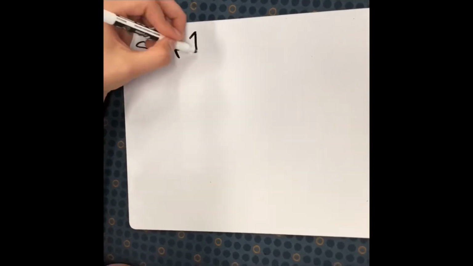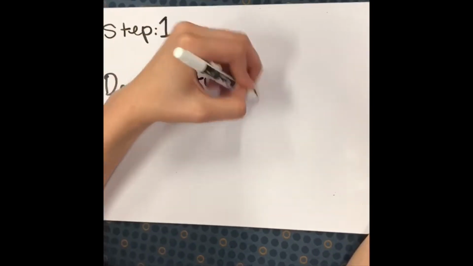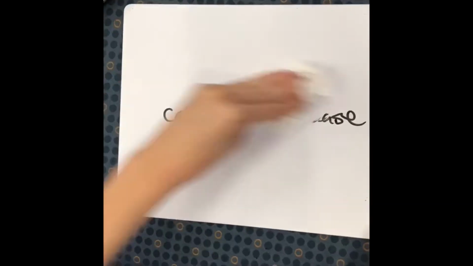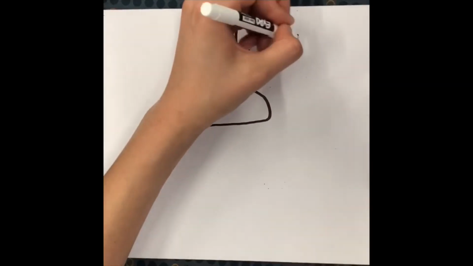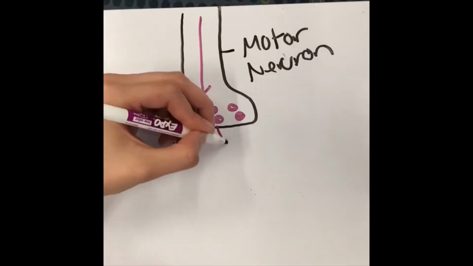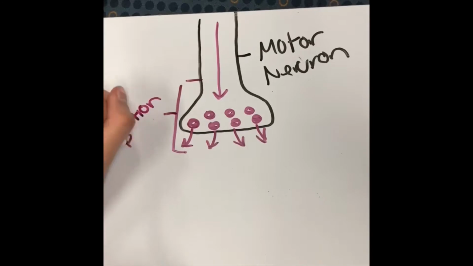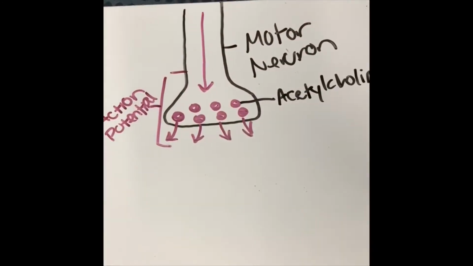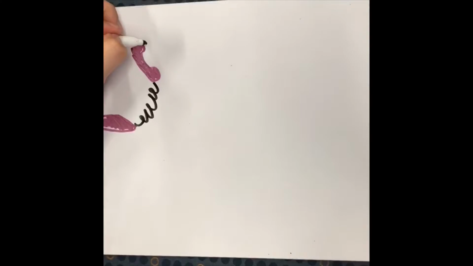There are 2 main steps in muscular contraction, the first being depolarization and calcium ion release. An action potential is sent from a motor neuron, as is shown, resulting in the release of a neurotransmitter called acetylcholine. Acetylcholine is like a phone call from your brain telling your muscles that it's time to contract.